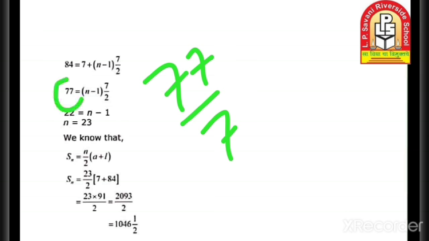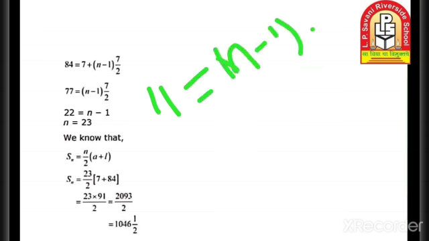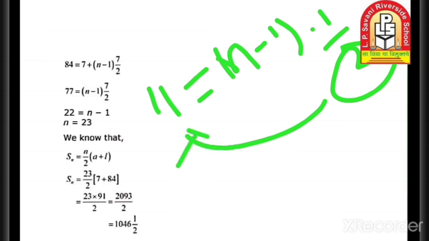Just here, 77 divided by 7. In this way you can divide 77 by 7, because 7 is multiplied on the right hand side, so I just transfer it to the left hand side in the denominator. So 77 by 7 is 11. So 11 is equal to (n minus 1) in the bracket, times 1 by 2. Here 2 is in the denominator, so on transposing we get 11 multiplied by 2, that is 22. So 22 is equal to n minus 1. So n is equal to 23. In this way we can find the value of n.